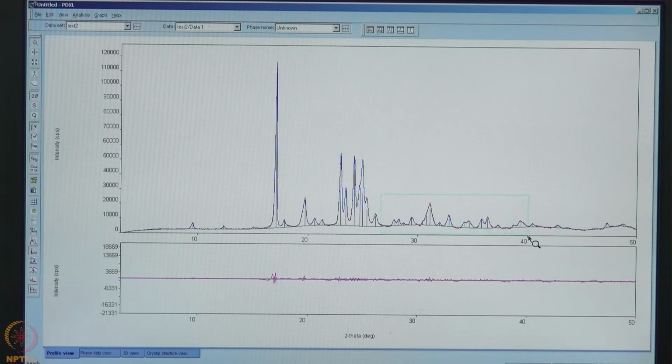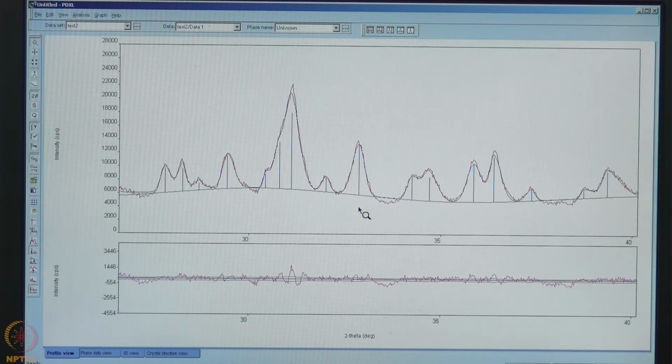If we see the mid-angle region, what we see is that the peaks are very broad and they are not well resolved. So this is the problem of a home-based source which cannot resolve the peaks which are very close to each other, and that is why we sometimes try to record powder X-ray diffraction pattern using synchrotron sources.